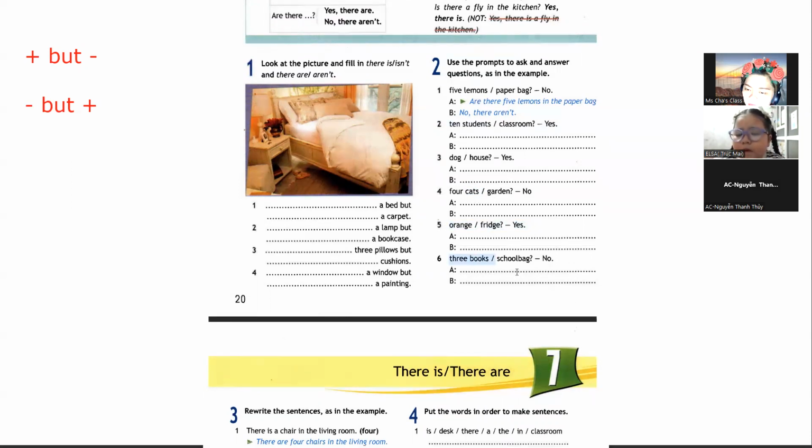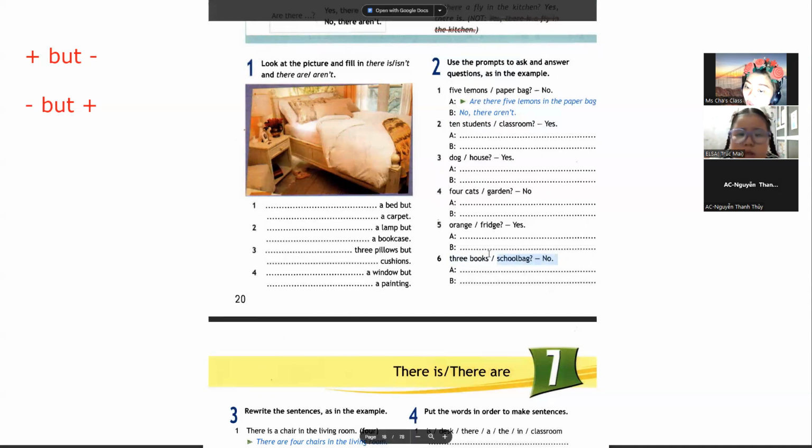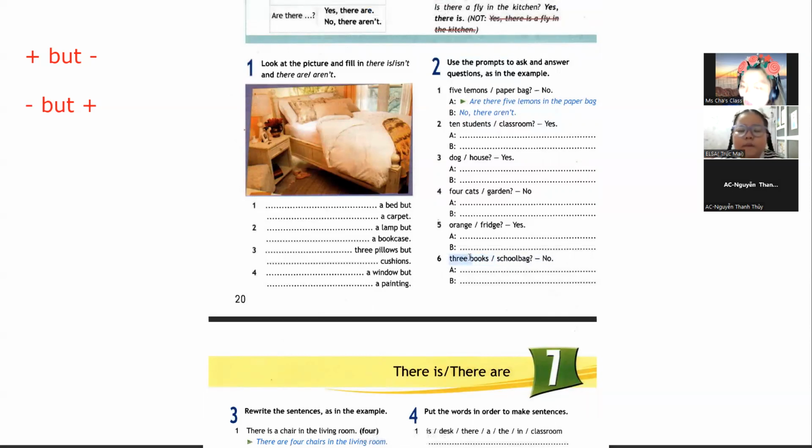Number 6. Are there 3 books in the school bag? No, there aren't. So it depends on the quantity of the noun that you are describing. In this case, we have 3. So more than one, meaning that is plural form. That's why we answer no, there aren't.